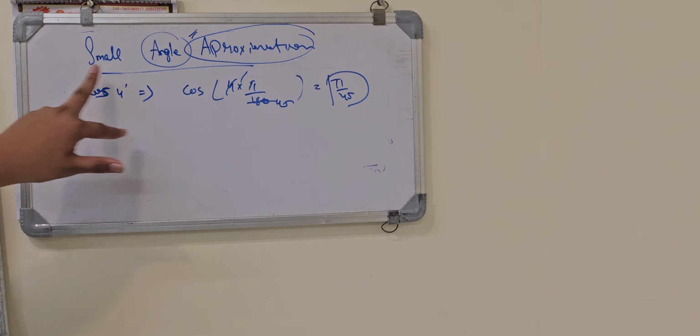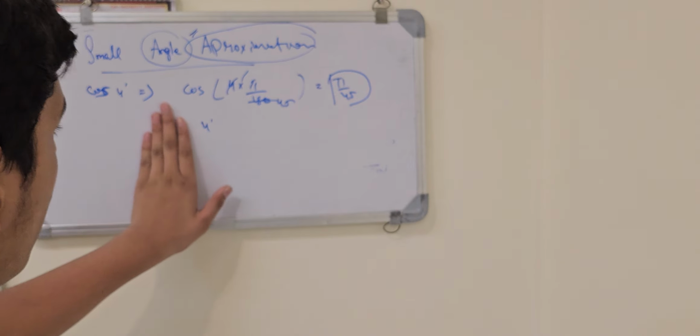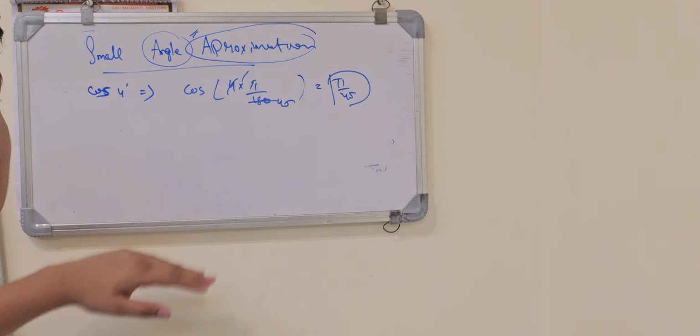Now if I tell you to write it in our approximation method, this will be approximately equal to what? 4 degrees? This is correct? Wrong. We had learned what? Cos theta is equal to 1.